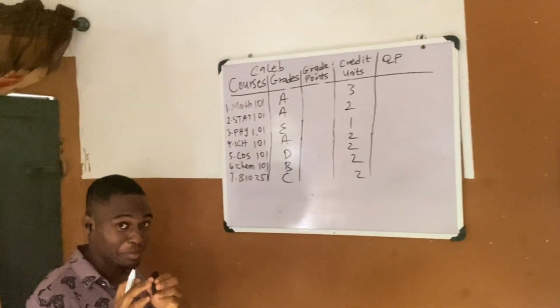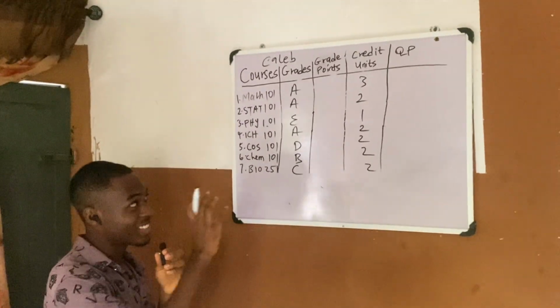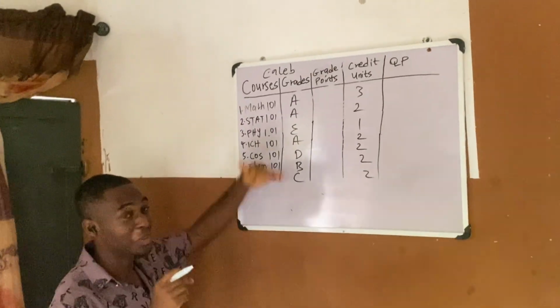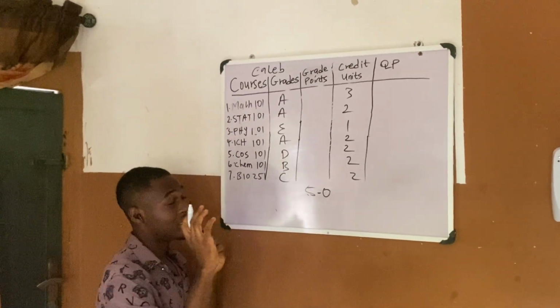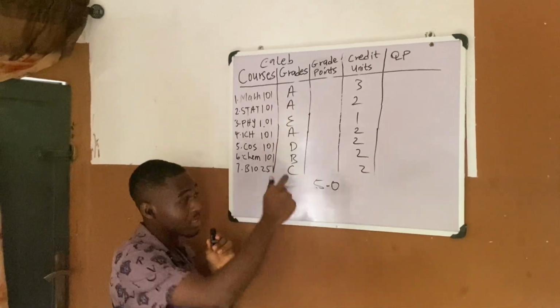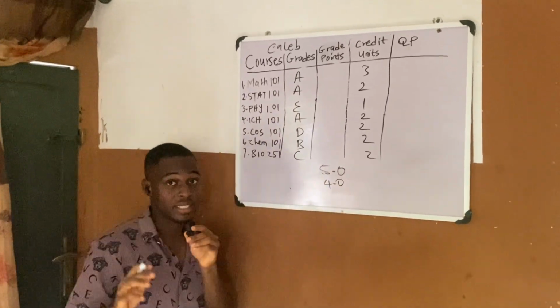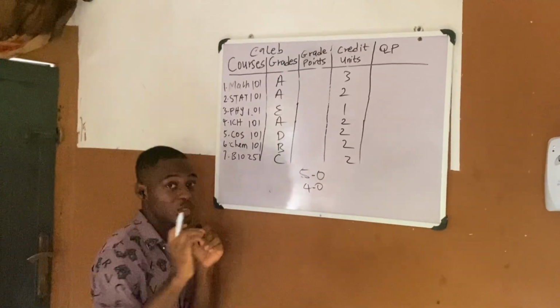But disclaimer, if you're a scholar, I don't think you actually need this. If you're a scholar and you made all A's, you automatically get a 5.0. And let's say you made all B's, you get a 4.0. So that's just basically it. You don't need to stress.